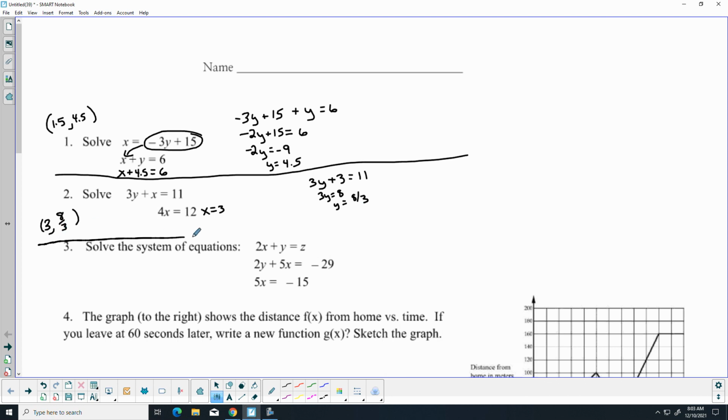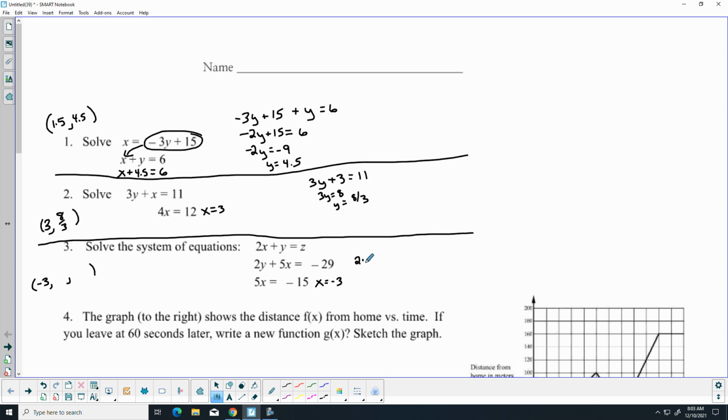Number 3. Another system of equations. This time, though, there's 3 of them. And on the first one, I'm going to get x equals negative 3. So I've got my x, and I'm always going alphabetical order. I need to know y and z. Well, I look at the equation above it. There's only 2 variables in that one, and one of them I already know.